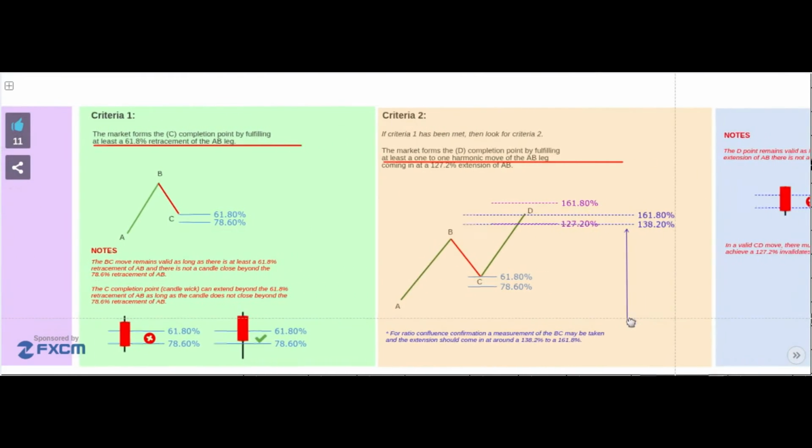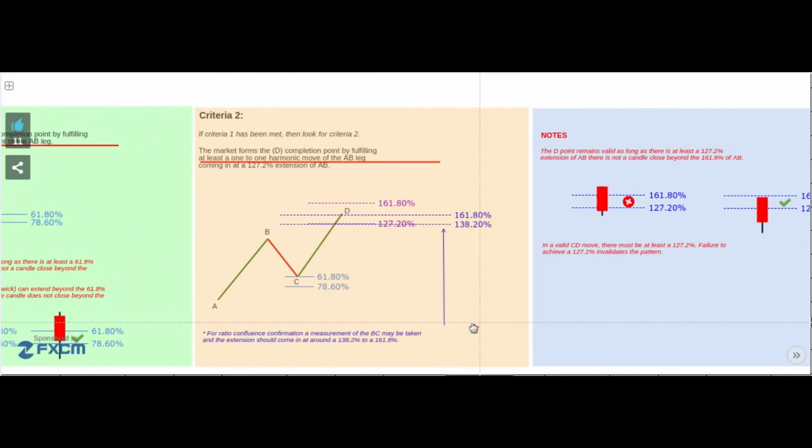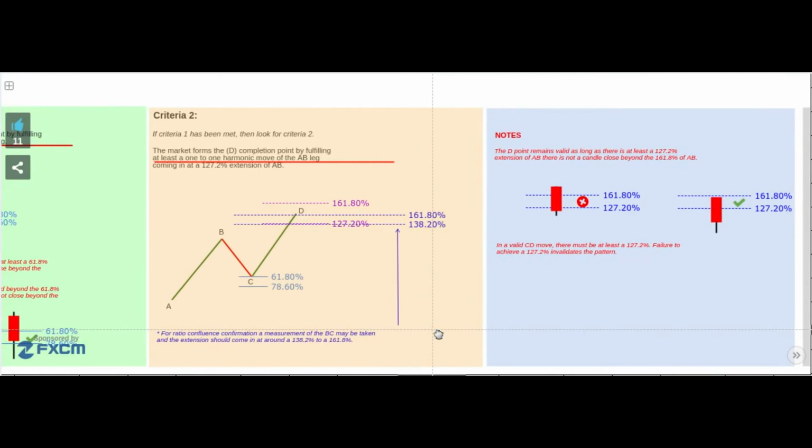Criteria 2. If criteria 1 has been met, then look for criteria 2. The market forms the D completion point by fulfilling at least a 1-to-1 harmonic move of the A to B leg, coming in at a 127.2% extension of A to B.